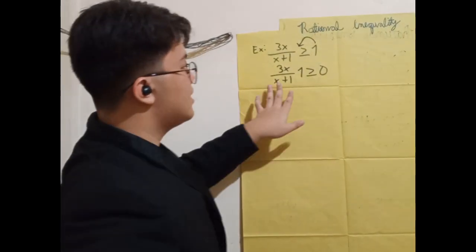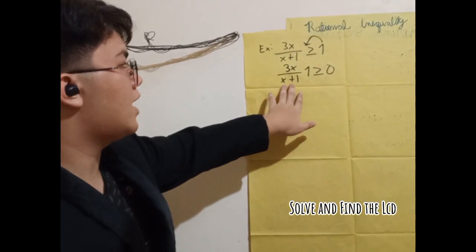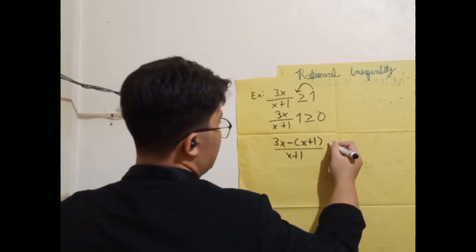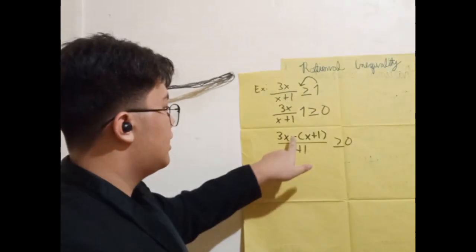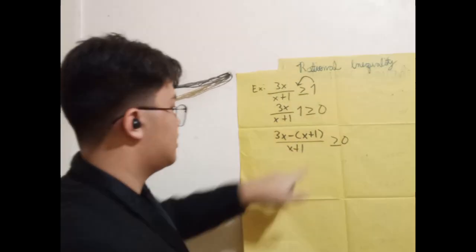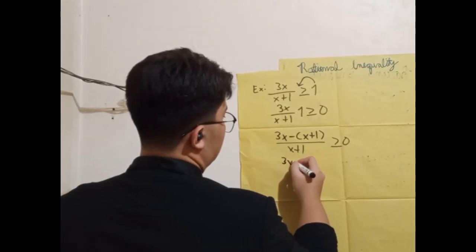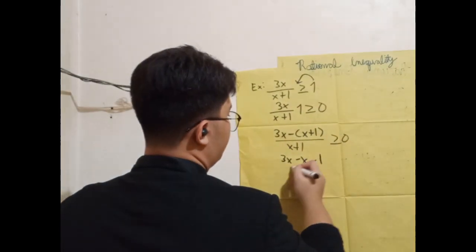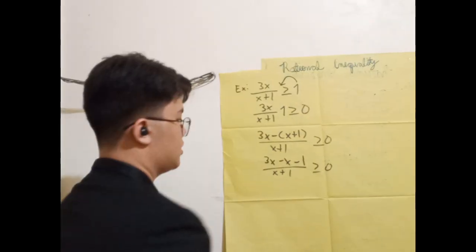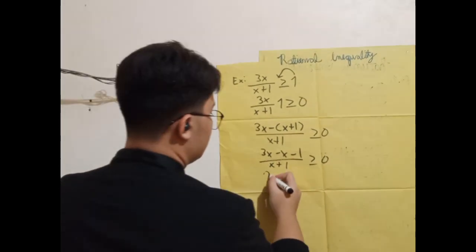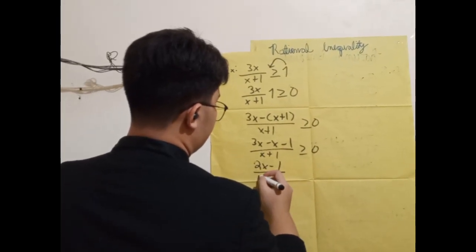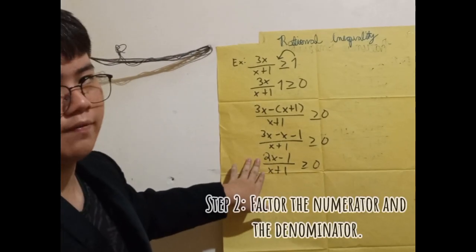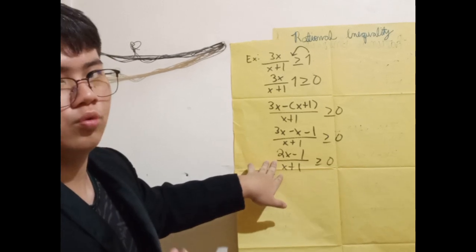So first, let's find the LCD. Basically, the LCD is x plus 1. So 3x. Let's apply the distributive property. Negative times positive is equal to negative x. Negative times positive is equal to negative 1. Then combine like terms: 3x minus x equals 2x. Copy. Then 0. So basically, it is already factored. So that is step 2, factoring.